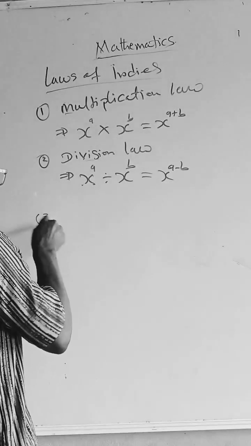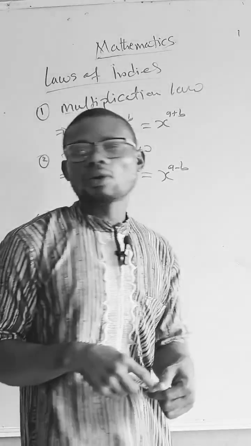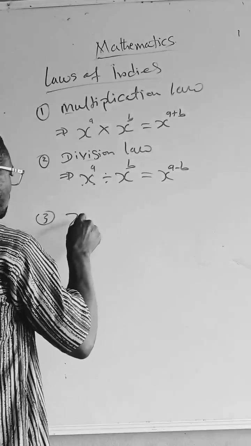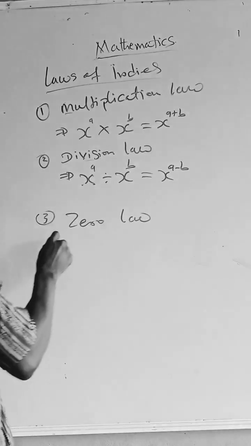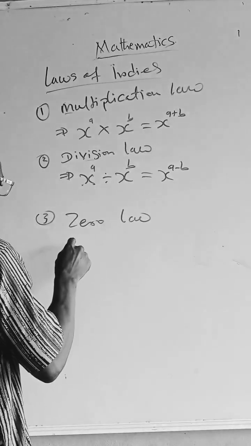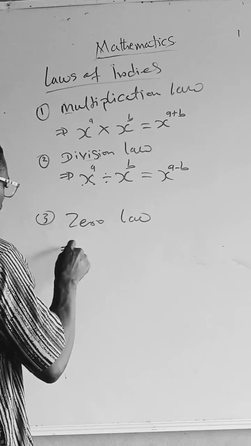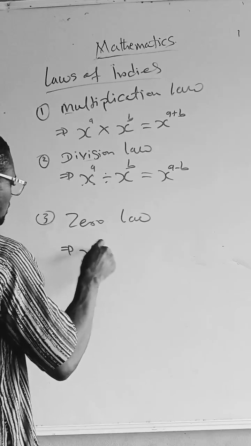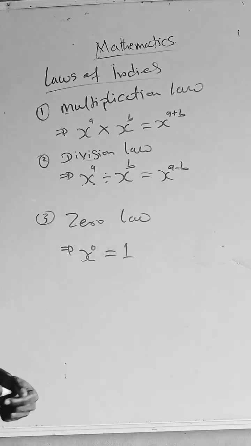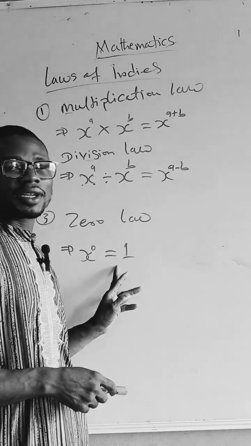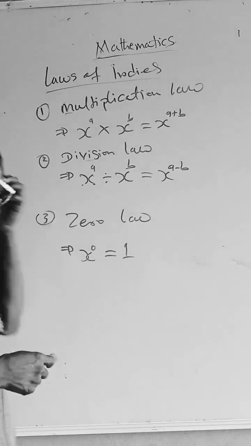There's another one. I call it zero law. Let's assume I have x to the power 0. This is equal to what? 1. Anything raised to the power 0 is equal to 1 in laws of indices.